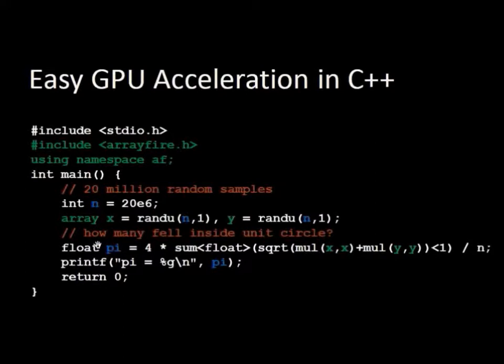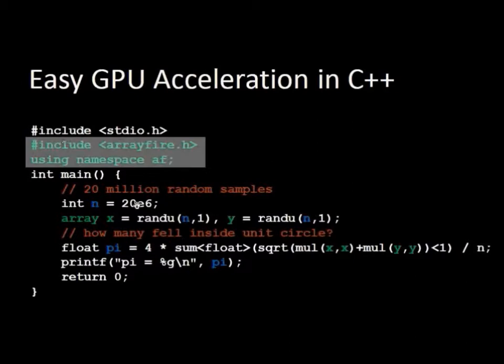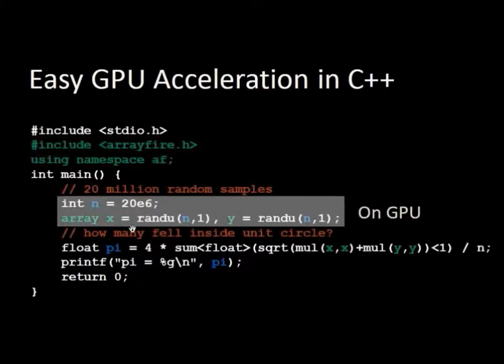And then the blue variables are CPU variables. So when you do this operation and store it back in pi, that actually moves the result from the GPU back to the CPU, and you can of course printf the result back out to the screen. So again, just to repeat, very simple inclusion of a single header file, a single namespace, and then very simple declaration of array variables gets you out onto the GPU.